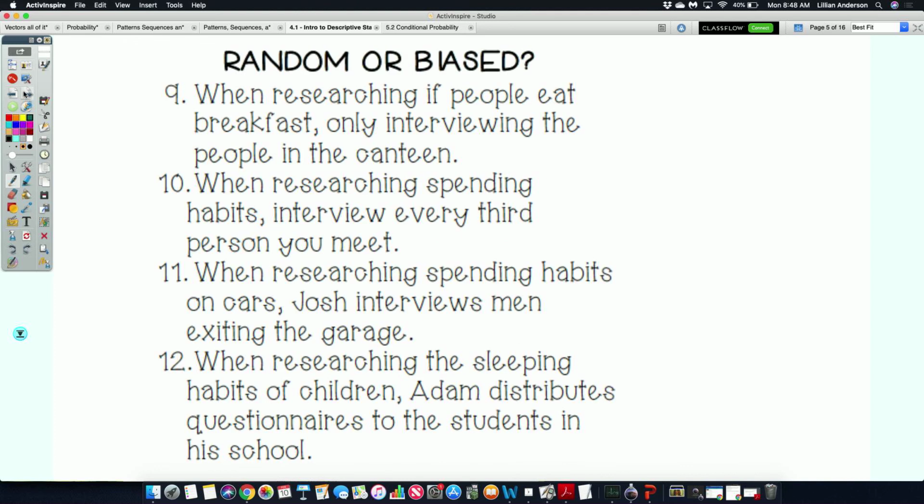So, knowing that, I want you to answer these next 4. Is it random data or is it biased data? I'm going to give you a few moments to answer that.